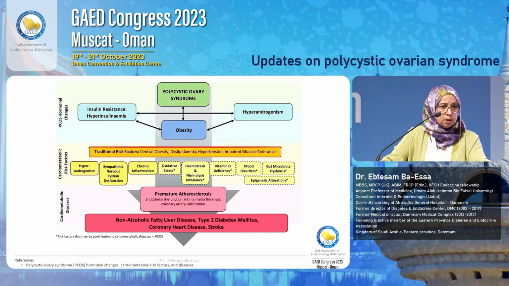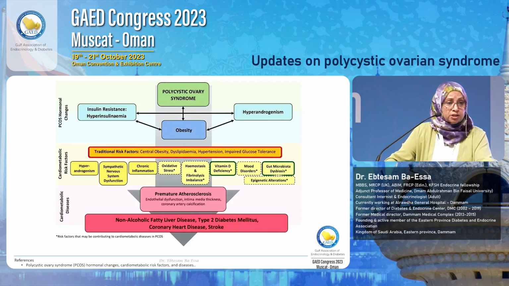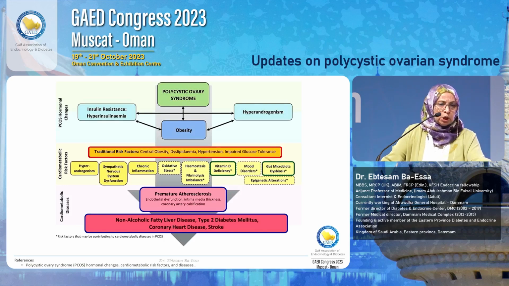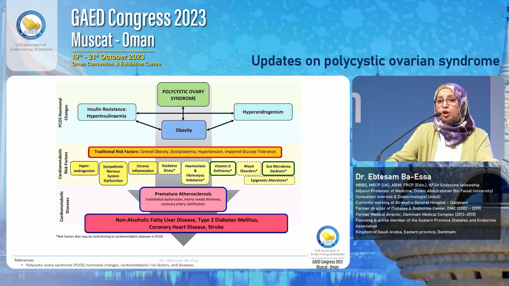So this slide summarizes the polycystic ovary syndrome hormonal changes that result in the cardiometabolic risk factors, the classic known cardiometabolic risk factors that we know, dyslipidemia, hypertension, and so on, in addition to other risk factors that are still debated and under study, which include vitamin D deficiency and gut microbiota. This all will result in premature atherosclerosis, early cardiovascular disease and stroke. One also has to keep in mind the non-alcoholic fatty liver. They are at increased risk of non-alcoholic fatty liver.